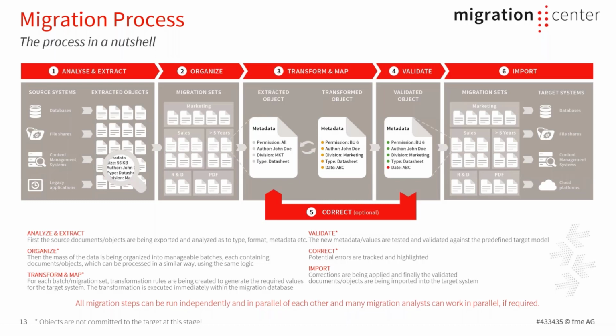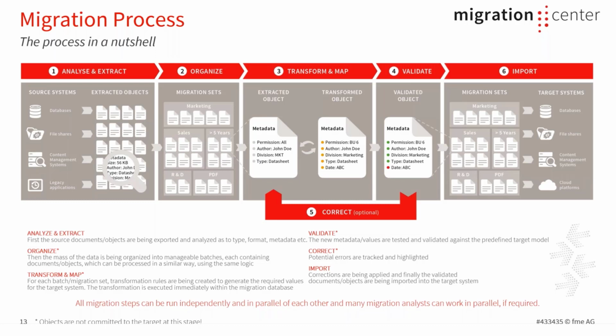Typically, if we're talking about millions of records, it's very hard to manage such mass data, especially for humans. Within the organization phase, you're able to create manageable sets based on certain selection criteria, such as metadata, the creation date, whatever. So you can build migration sets, as we call them. That's the organizational unit within the product. You can build these sets individually, depending on your requirements and the structure you'd like to use. For example, there could be a migration set of marketing documents, of sales-related documents, or one set with documents which are older than 5 years, and so on and so forth.